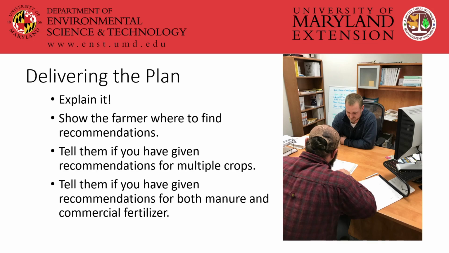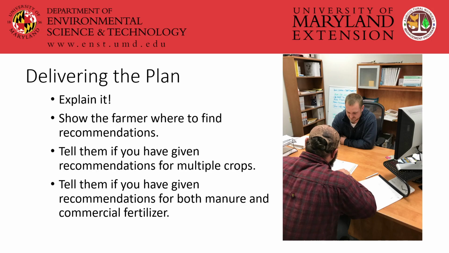Make sure you're clear about where the recommendations are. If you've given them recommendations, you can make these things flexible. If they don't know if they're going to plant corn or soybeans, you can put recommendations in there for both, and then they can choose. You just have to make sure they know to use the right recs for their crop plan. So you can make it flexible.